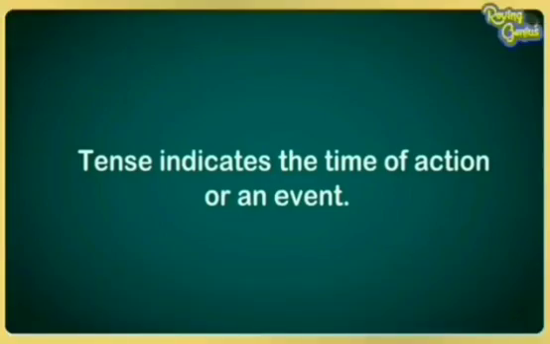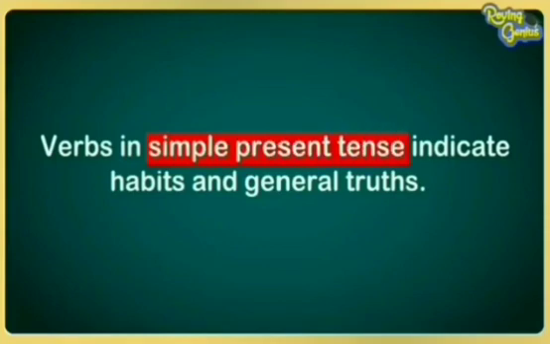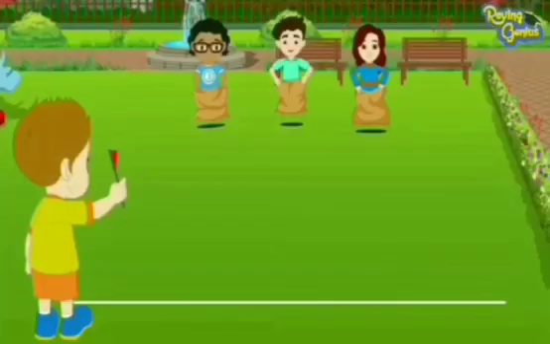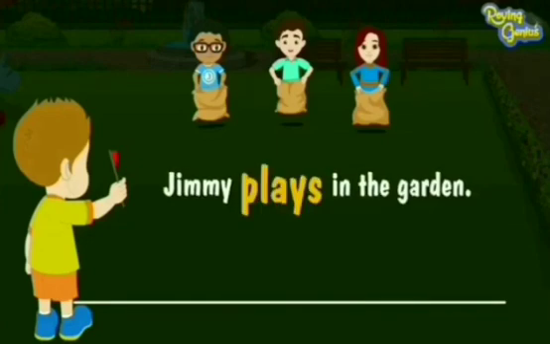Tense indicates the time of action or an event. Verbs in simple present tense indicate habits and general truths. In this case, the verb simply ends with s or es. For example, Jimmy plays in the garden. In this sentence, the verb plays indicates an action in present which is going on.